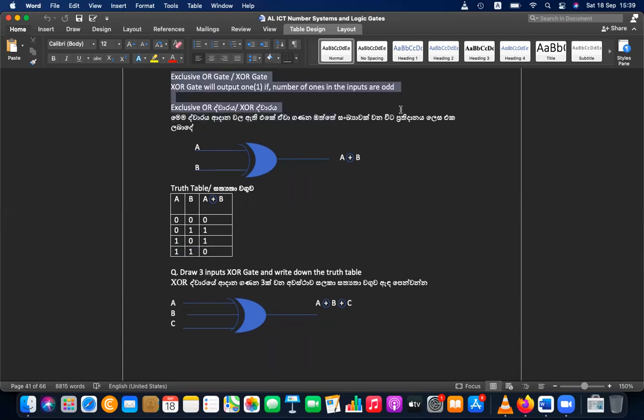If you are only writing in English medium, that is okay. So write in English medium, XOR gate or exclusive OR gate. The speciality is this. Let me highlight. And this is the symbol. This is the symbol. Same OR symbol, but with a circle around it.